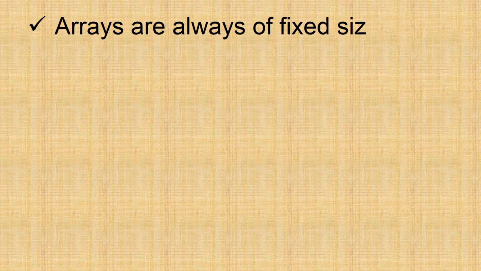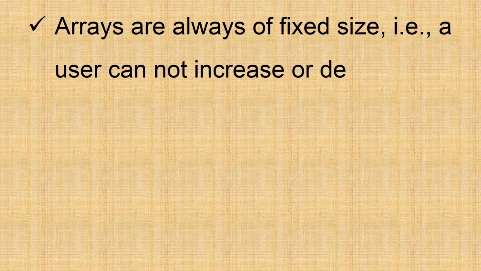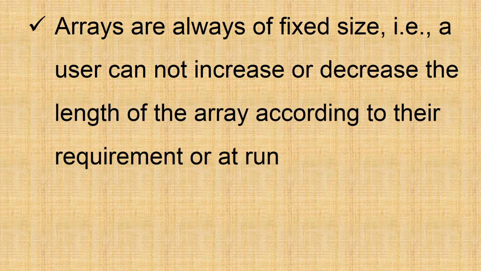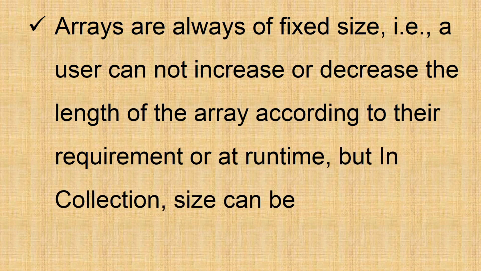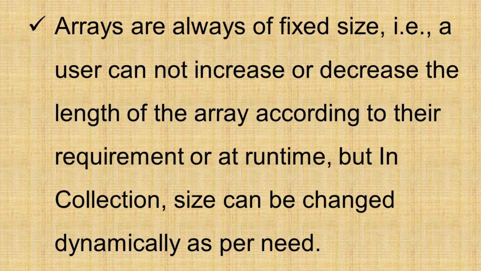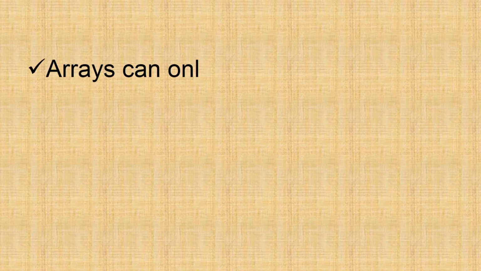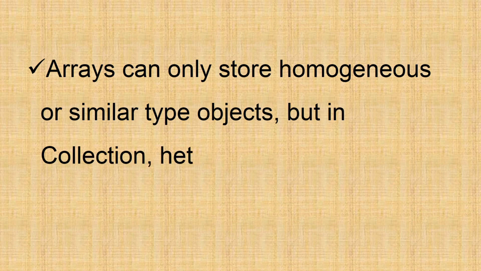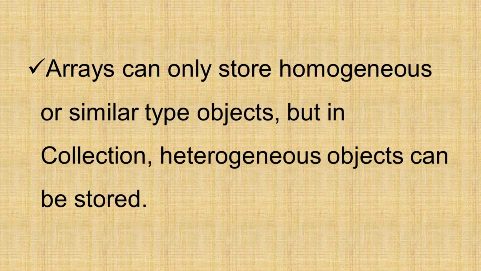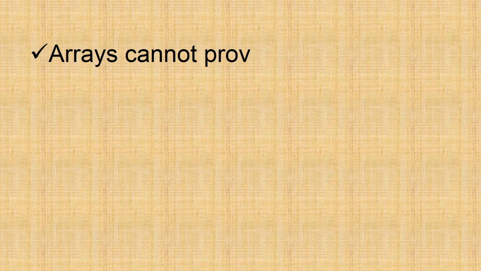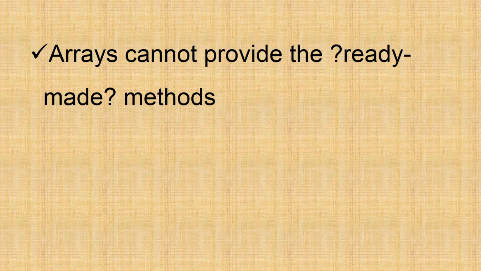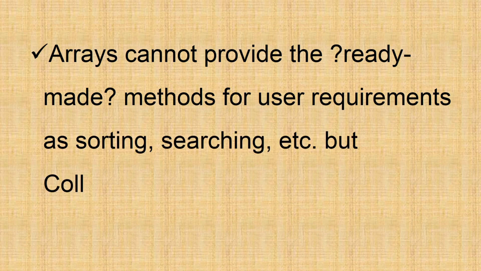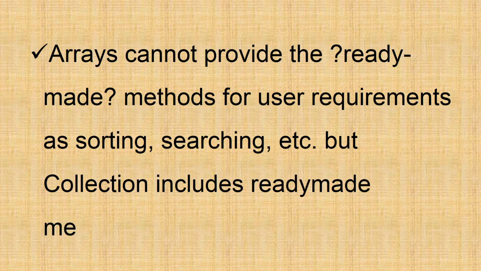Arrays are always of fixed size, that is, a user cannot increase or decrease the length of the array according to their requirement or at runtime, but in collection, size can be changed dynamically as per need. Arrays can only store homogeneous or similar type objects, but in collection, heterogeneous objects can be stored. Arrays cannot provide ready-made methods for user requirements such as sorting, searching, etc., but collection includes ready-made methods to use.